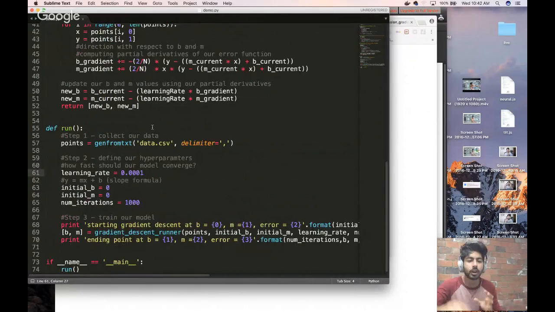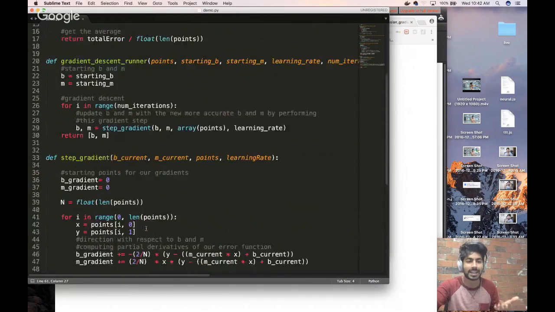So we started out by collecting our data set, right? Our data set was a collection of test scores and the amount of hours studied, the X, Y value pairs. A 2-variable data set. Then we define our hyperparameters for our linear regression. Our learning rate, which talks about how fast we should learn. Our initial B and M values for the slope equation, y equals mx plus b. The number of iterations, 1,000, because our data set is pretty small. And then we ran gradient descent.